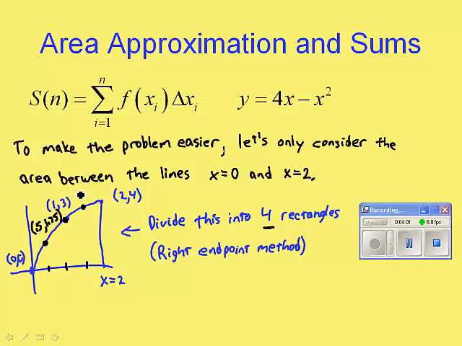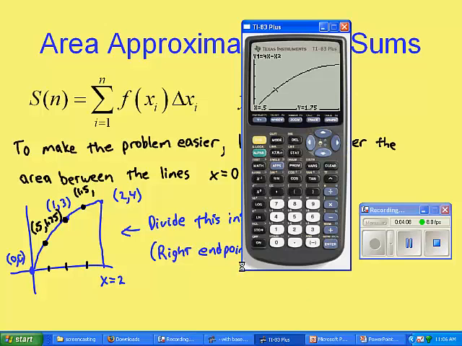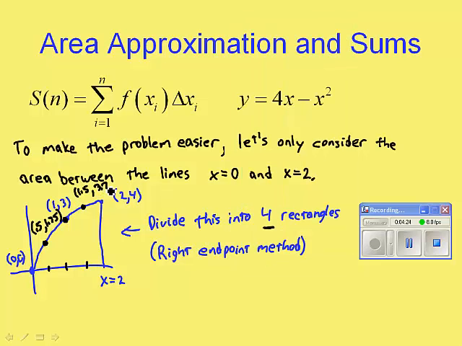And I guess I also need this point. That point is 1.5, comma, I'm going to use the calculator again to get it. Calculate a value at 1.5. 3.75. So it's almost at 4. Okay. You guys with me?